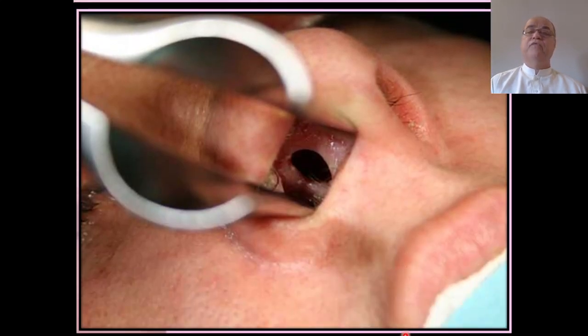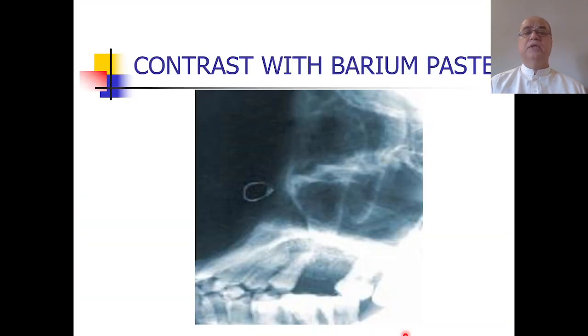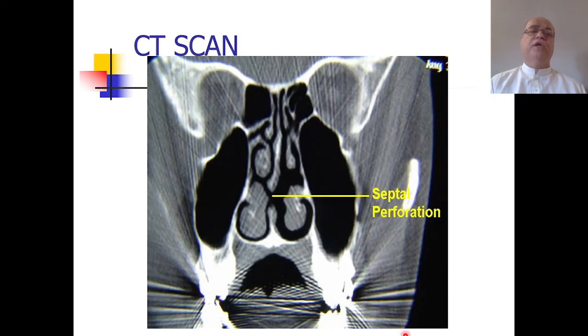So this is how a perforation will look on anterior rhinoscopy. We can advise barium paste as a contrast to localize the septal perforation, or we can go for a CT scan and we can see that there is a defect which is through and through. This is what we call septal perforation.